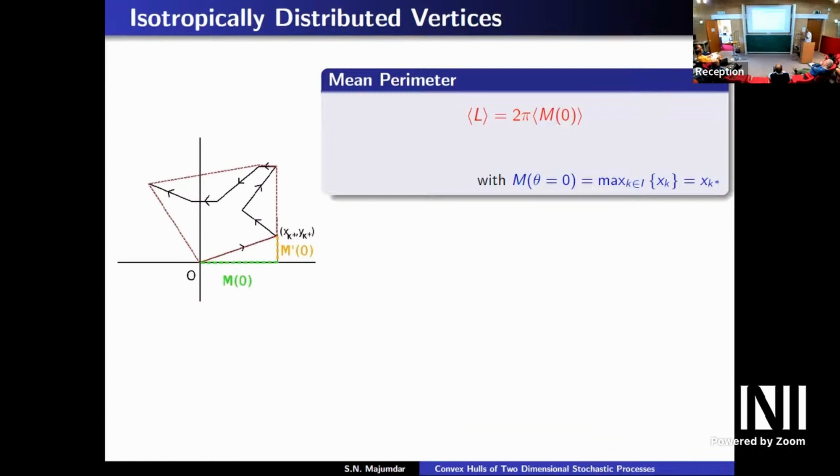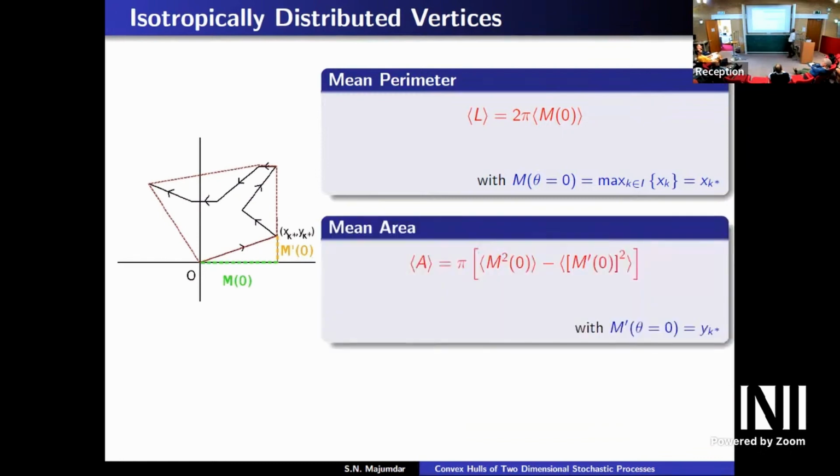Okay? You want to know the maximum of the projection of the x coordinates. And for the area, we need the variance of the maximum of the one-dimensional process. And then there's this object here, which is the y coordinate at the time when x achieves the maximum.